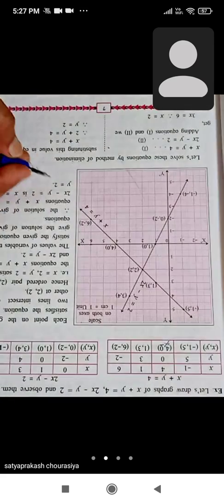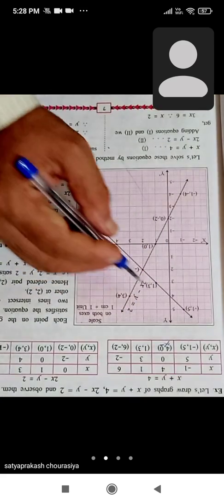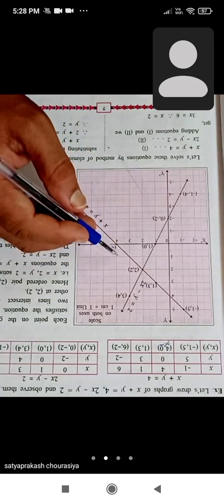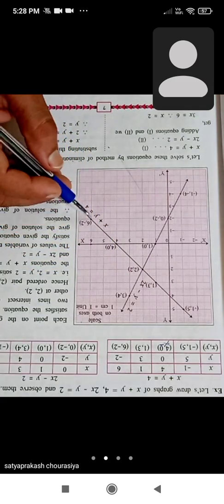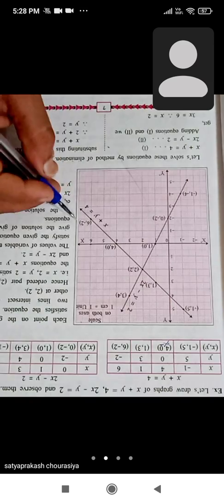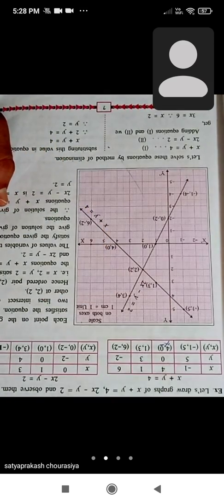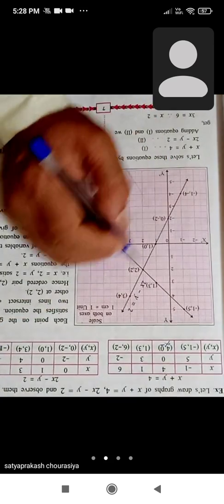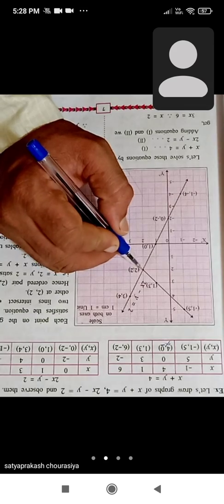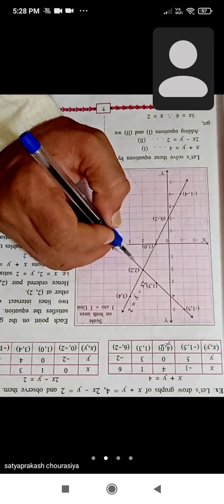Now all 4 points, (minus 1, 5), (1, 3), (4, 0) and (6, minus 2), are joined using the scale. And for the second equation, all 4 points are plotted, and here we got the point of intersection at (2, 2).